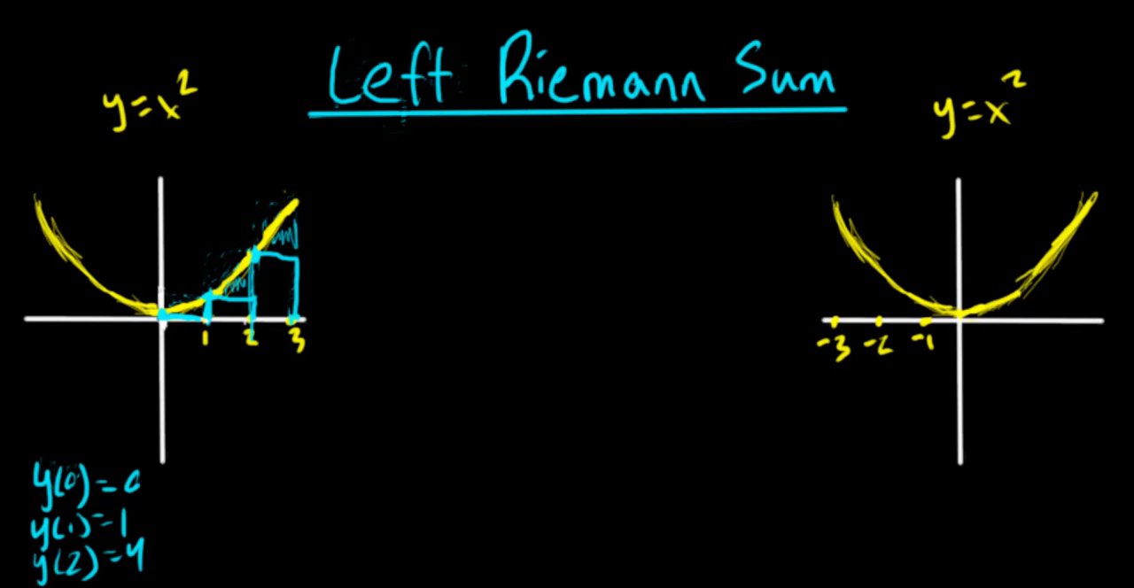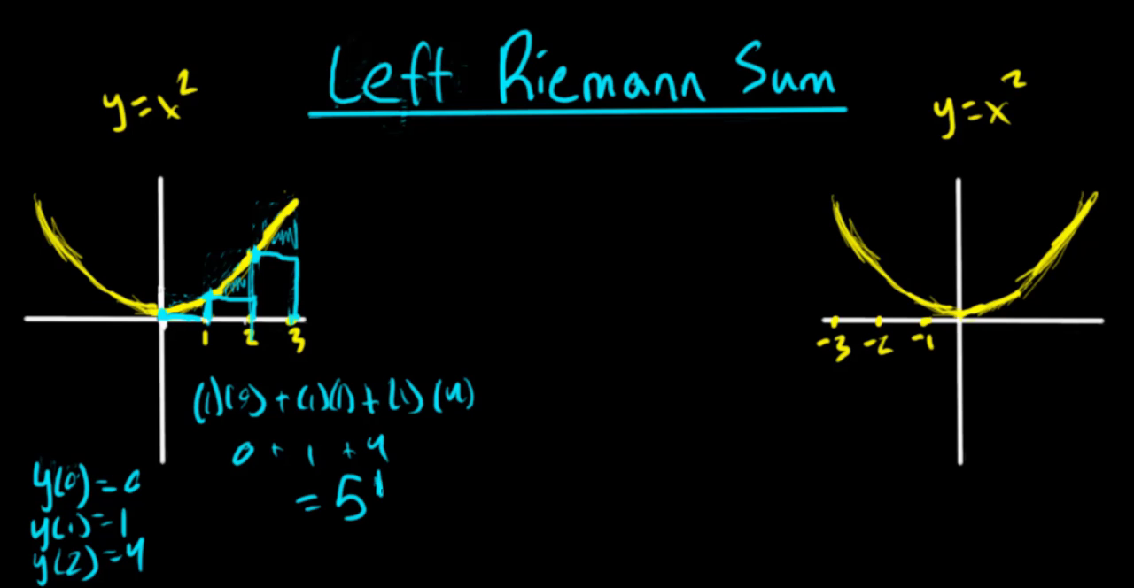So length times width, plus length times width, plus length times width. Our first rectangle, which I shouldn't even call a rectangle, it's literally just a line, has width 1, length 0, plus our second rectangle, which is width 1 and length 1, plus our third rectangle, which is width 1 times length 4, and we add these all together. So 0 plus 1 plus 4, guess what? That's equal to 5.